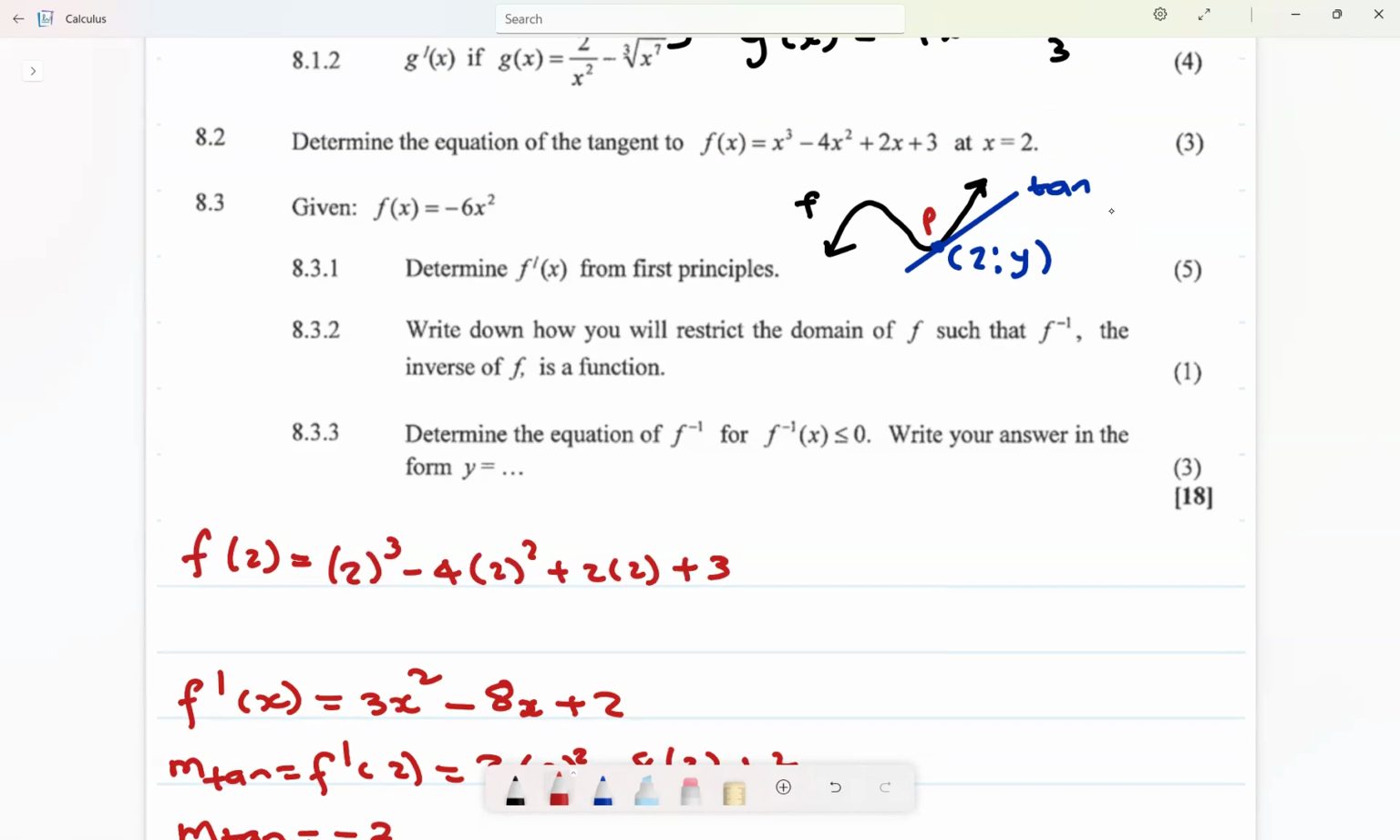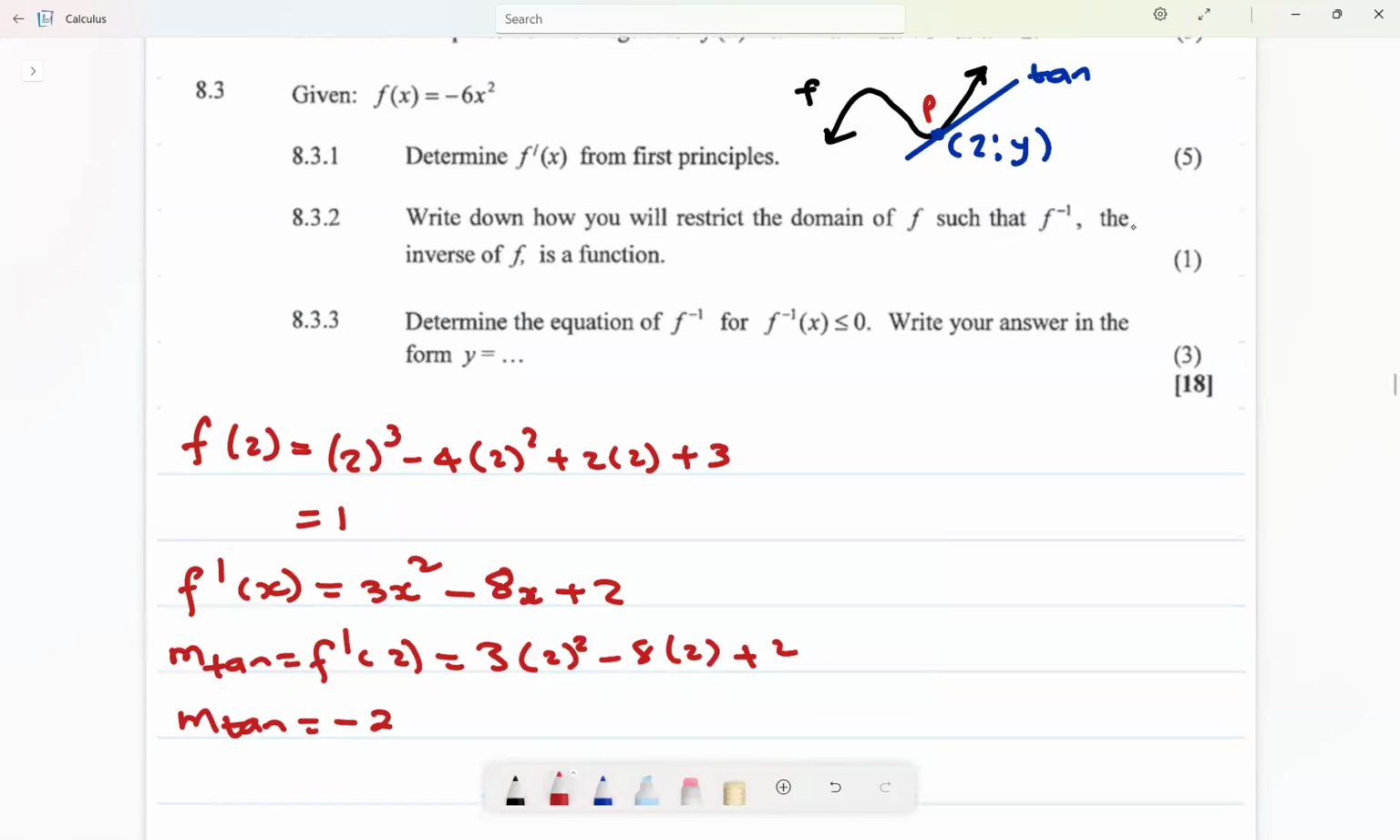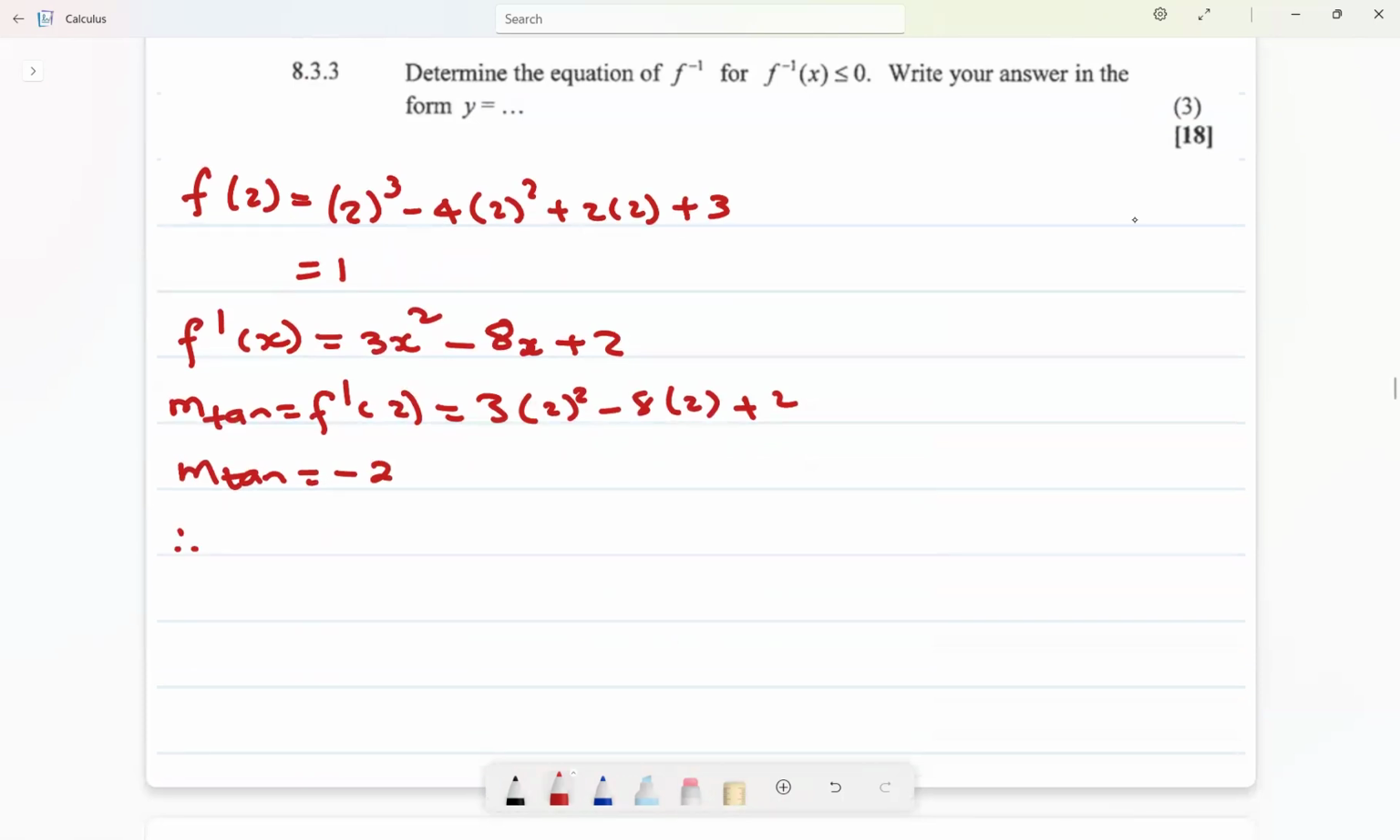How much do I get in actual fact? I get 8 minus 16 plus 4 plus 3. And then I have negative 8 plus 4, which is negative 4. Negative 4 plus 3 is negative 1. So I get negative 1. So I can say now, therefore the equation of the tangent is y minus y1 equals m into x minus x1, where y minus y1 is equal to, I think it's negative 1.